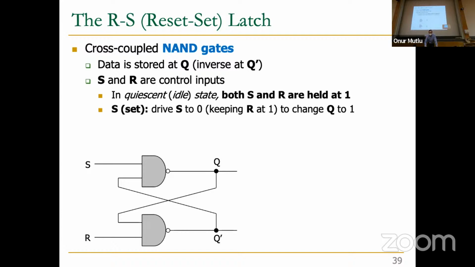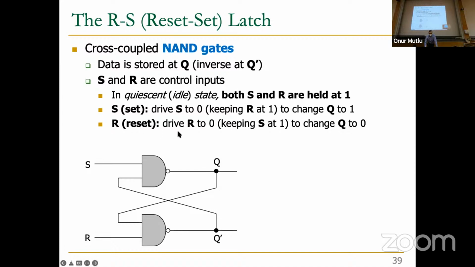Okay, that's the idle state. But how do you set this? If you want to set this, you drive S to 0 while keeping R at 1. If S is 0, what happens? S is 0, so it dominates, because the other input doesn't matter at that point. So Q becomes 1. This is 1. R is 1, so this becomes 0. Nice. Now I've stored 1. Makes sense, right? That's why S is called set, if you're setting Q to 1.